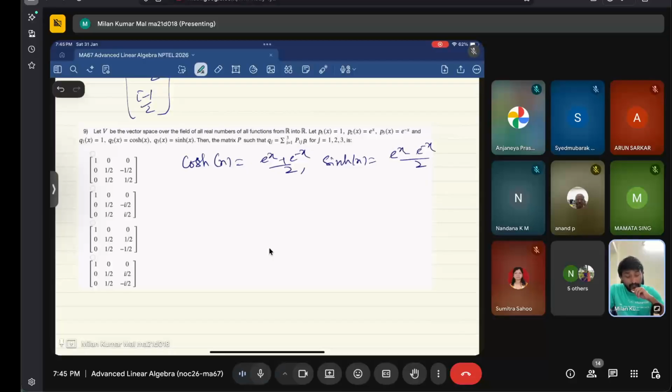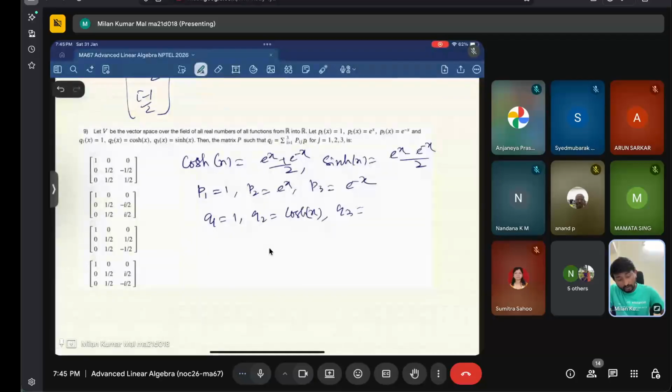Then the matrix P such that Qj is equals to summation i equals to 1 to 3 Pij Pi. Okay, so here the matrix is asking for Qj. So what is written? P1 is equals to 1, P2 is equals to e to the power x, P3 is equals to e to the power minus x. Another is that Q1 is equals to 1, Q2 is equals to cos hyperbolic x, Q3 is equals to sine hyperbolic x. So let us take, this is the vector basis beta, the previous one I have done. This is the basis beta dash. Okay.